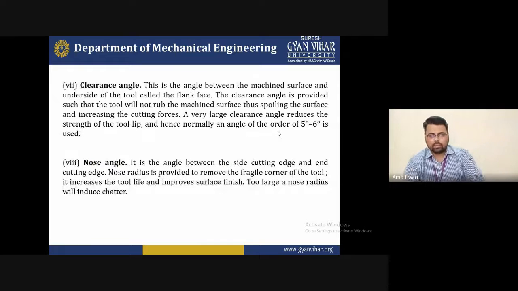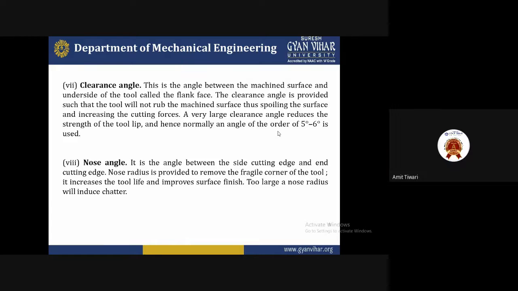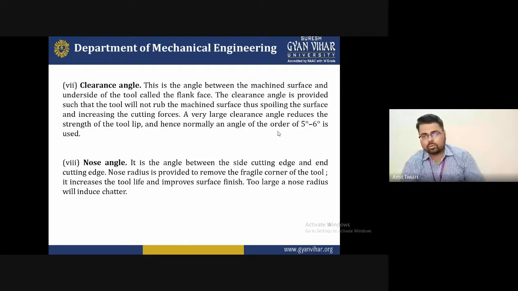In the seventh section, we have the clearance angle. What is clearance? It is the angle between the machined surface and the underside of the tool, called the flank face. The clearance angle is provided so that the tool will not rub the machined surface, which would polish the surface and increase the cutting forces. A very large clearance angle reduces the strength of the tool tip. Normally an angle of the order of 5 degrees to 6 degrees is used.